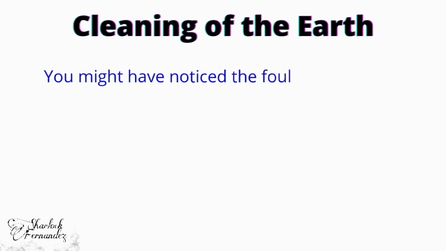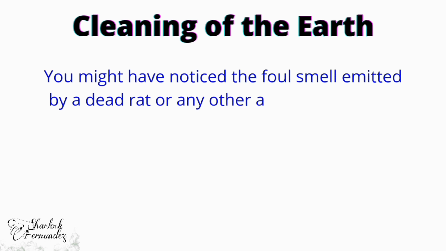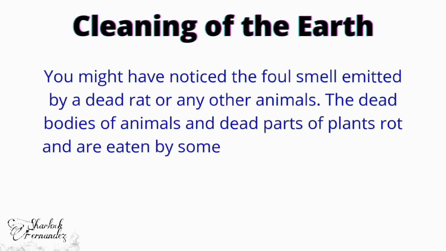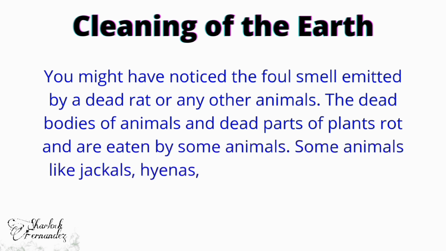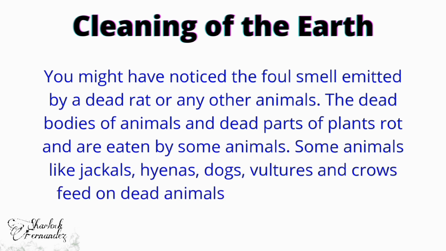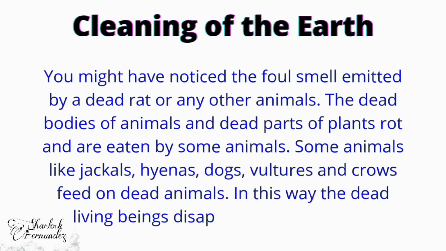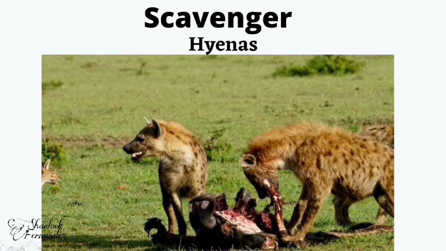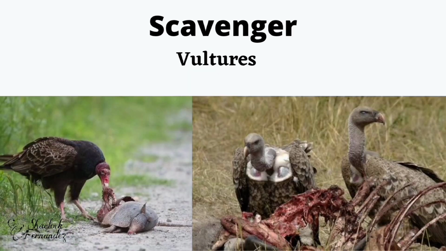You might have noticed the foul smell emanating from a dead rat or any other animal. The dead bodies of animals and dead parts of plants rot and are eaten by some animals. This way, the dead living beings disappear from the earth. Some animals like jackals, hyenas, dogs, vultures, and even crows feed on dead animals. Jackals, hyenas, and dogs can even eat up the bones of dead animals. These animals are called scavengers.